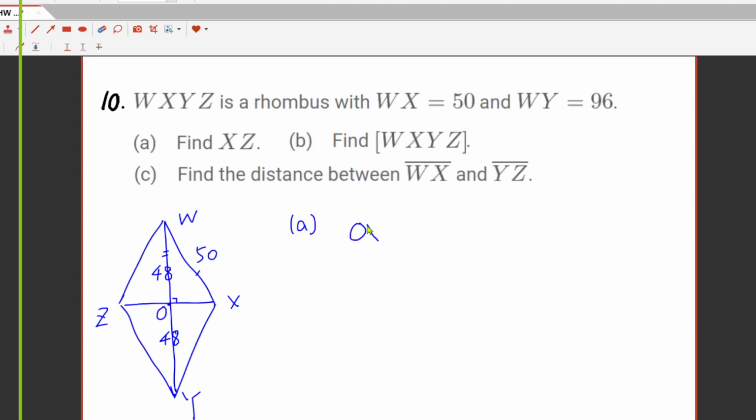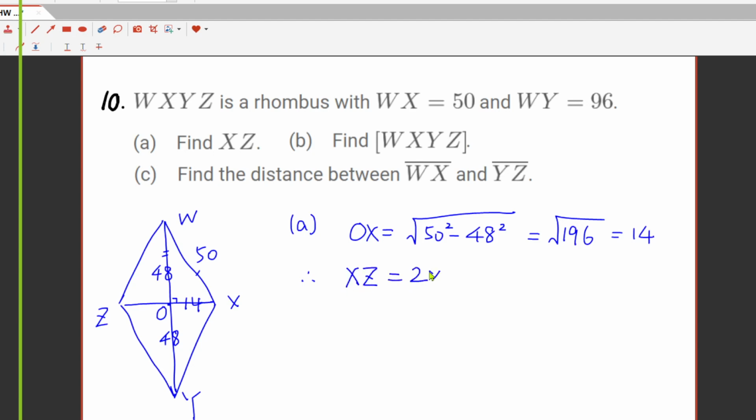So the other leg OX equals square root of 50 squared minus 48 squared, which gives us square root of 196, which is 14, right? So this side is 14. Therefore, the diagonal XZ is twice of 14, which is 28, right?